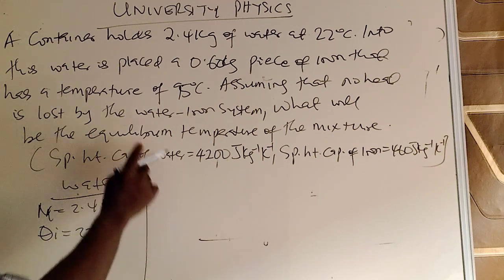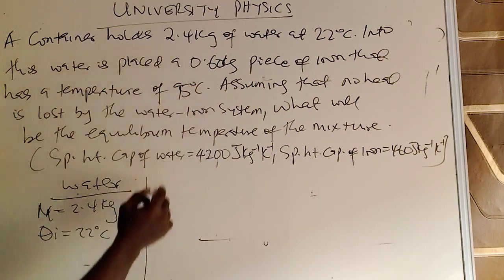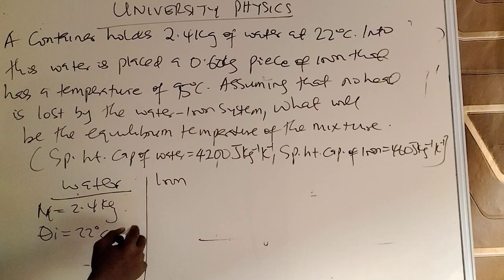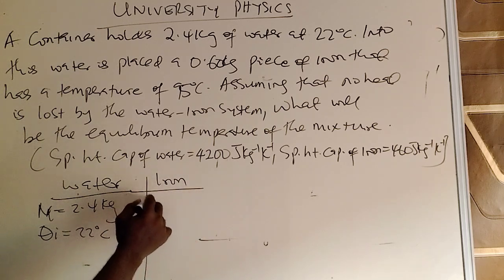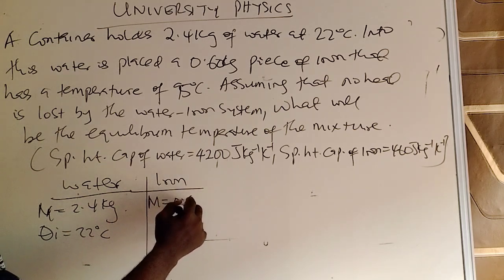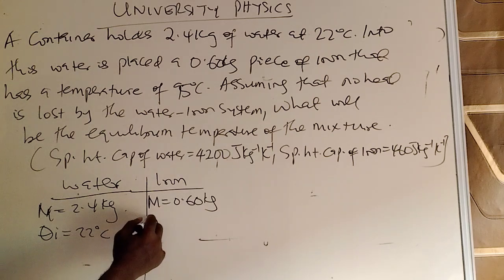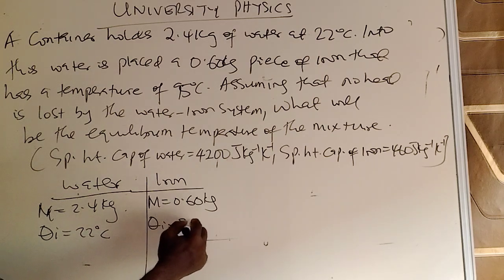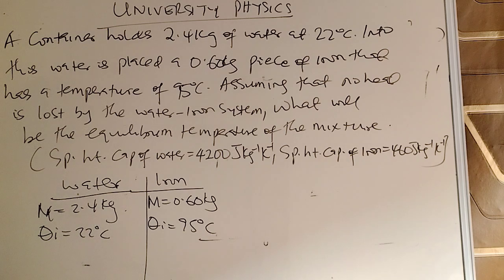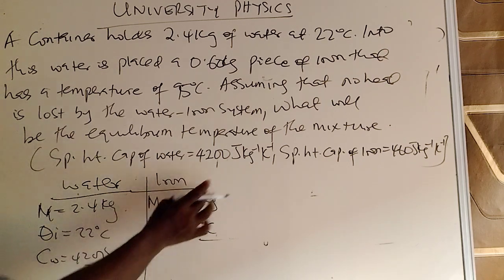Then inside this water we have an iron placed in it. The mass of the iron is 0.60 kg. And then the initial temperature of the iron is 95 degrees Celsius. So we're looking for the final temperature. The specific heat capacity of the water is given to us as 4,200 joule in SI unit.